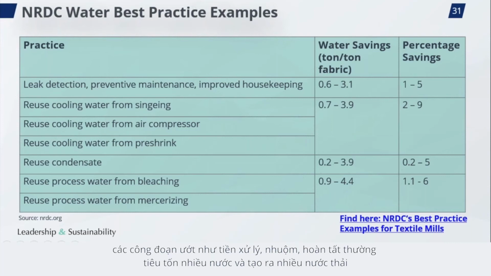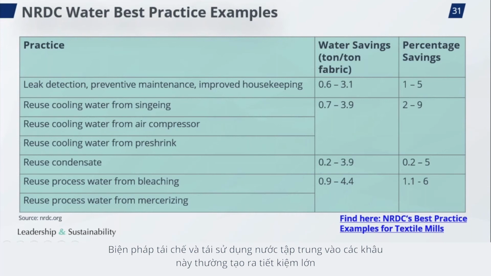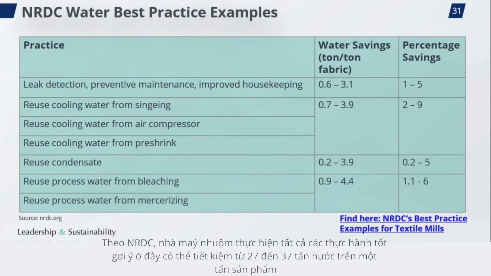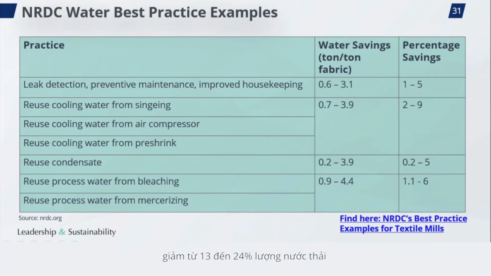But for example, wet processing like pre-treatment, dyeing and finishing typically accounts for a significant portion of water consumption and wastewater discharge. And recycling and reuse measures that focus on these processes yield great savings. And since the water recovery is often hot, for example, these improvements may save energy as well. According to NRDC, a mill that implemented all of the water best practices suggested would save between 27 and 37 tons of water per ton of production, 13 to 24% of its total water use.